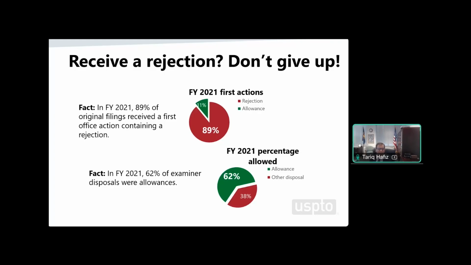And really, the number of applications that get allowed after going through multiple rounds of prosecution is much higher. So this 62% seems really low. If you've gone through multiple rounds, that number is very high. I think it's even in the 80s, close to the 90s. I don't have the exact number, but it's very high.